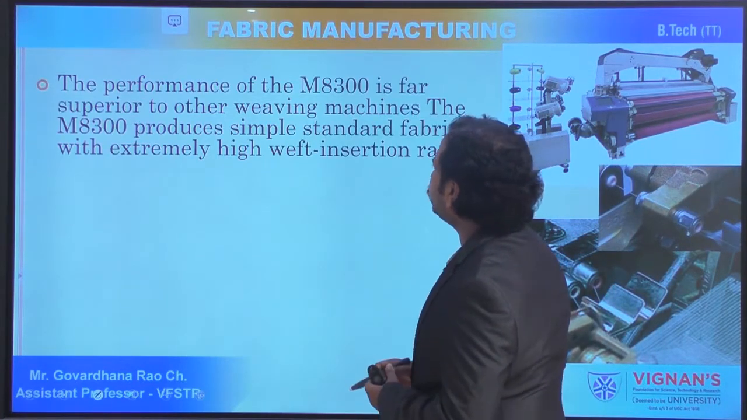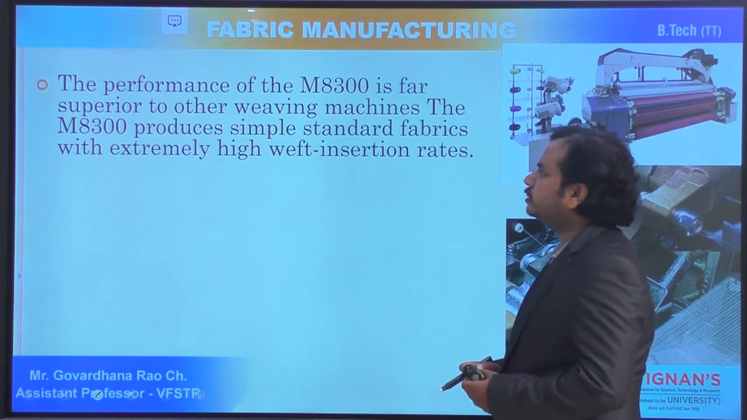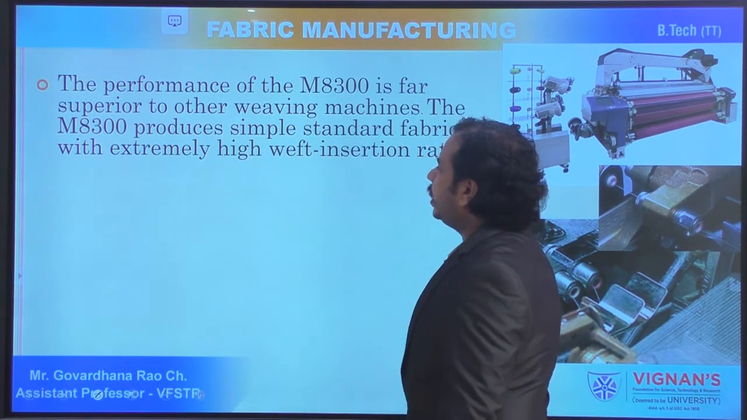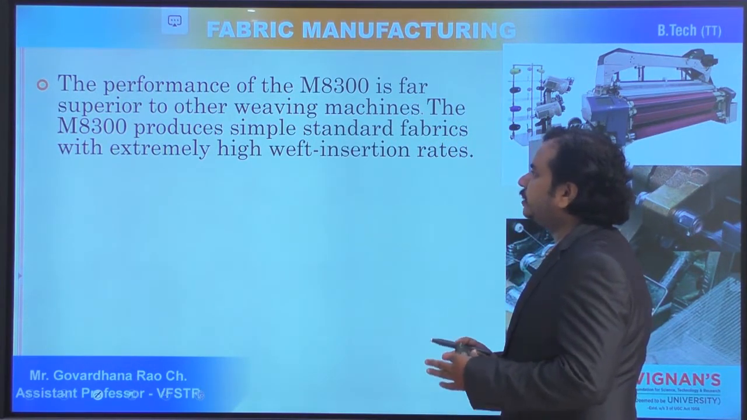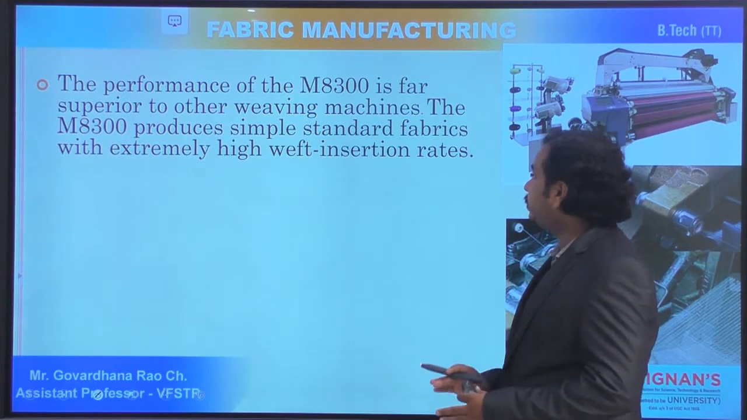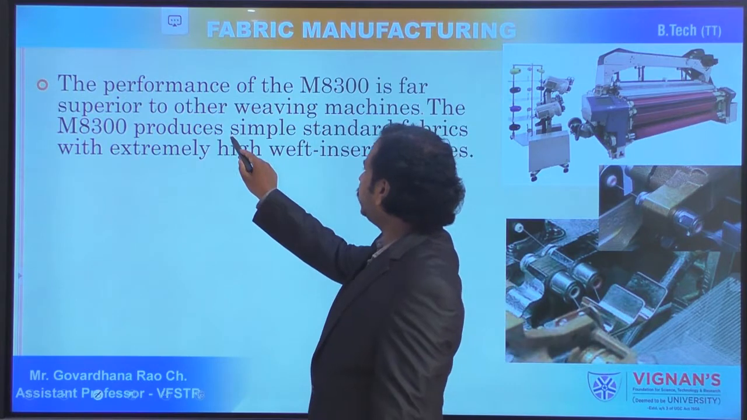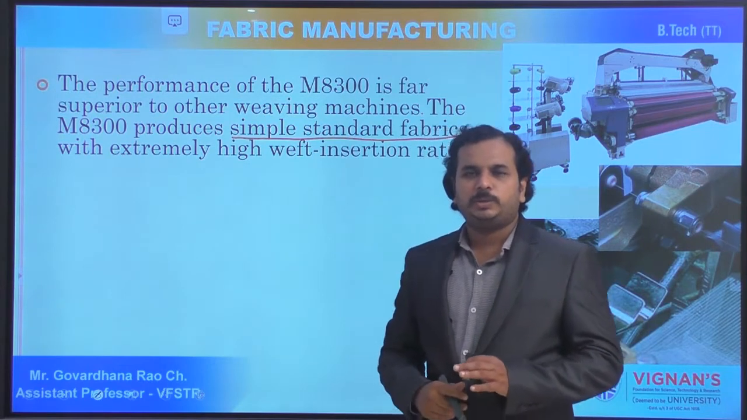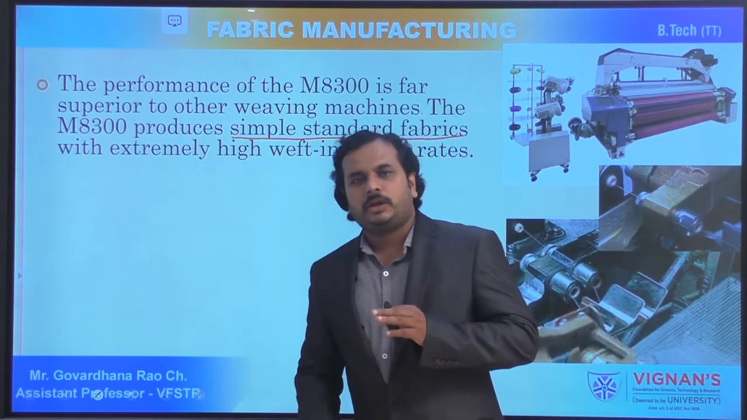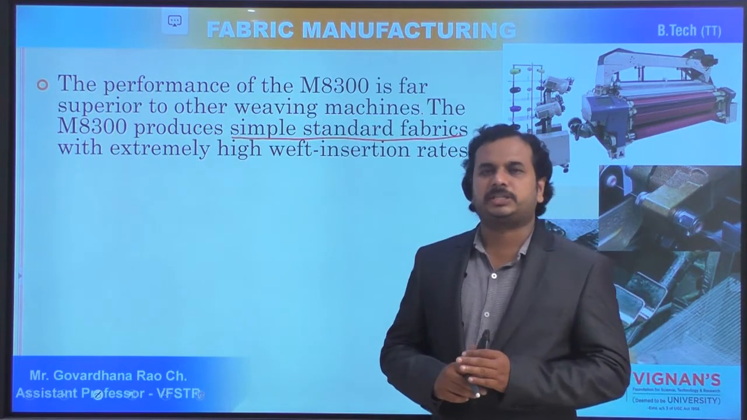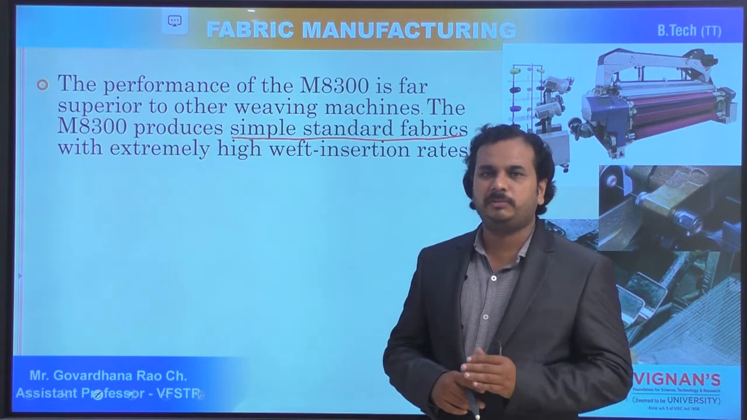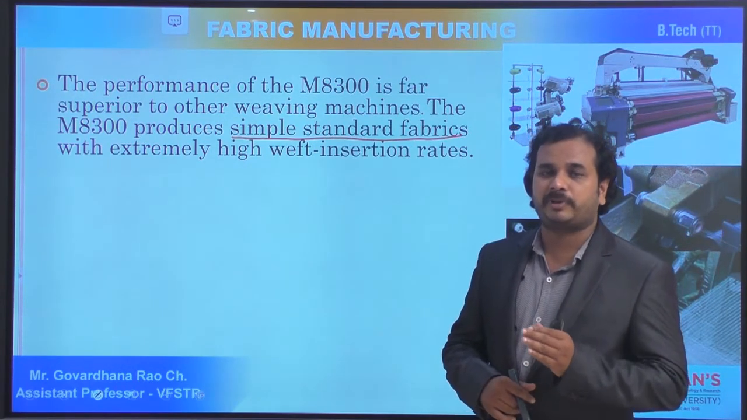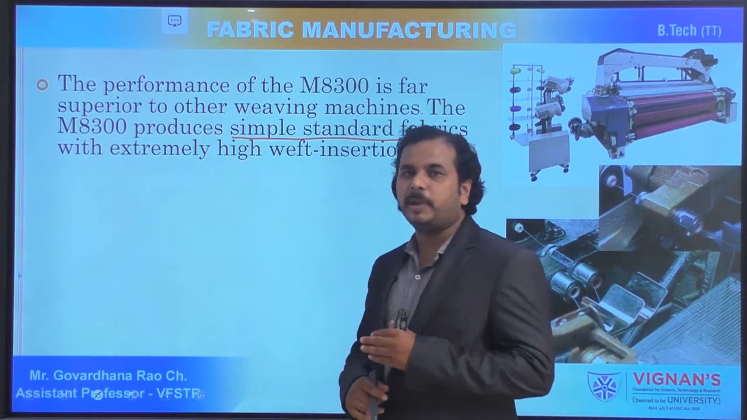Now the performance of this M8300 is far superior to other weaving machines. The M8300 produces simple standard fabrics with extremely high weft insertion rates. So you can understand here, simple standard fabrics, nothing but the basic fabric structures, are possible in case of multiphase weaving machines. Once again I am repeating, the basic weaves or basic fabric structures are possible in case of M8300.